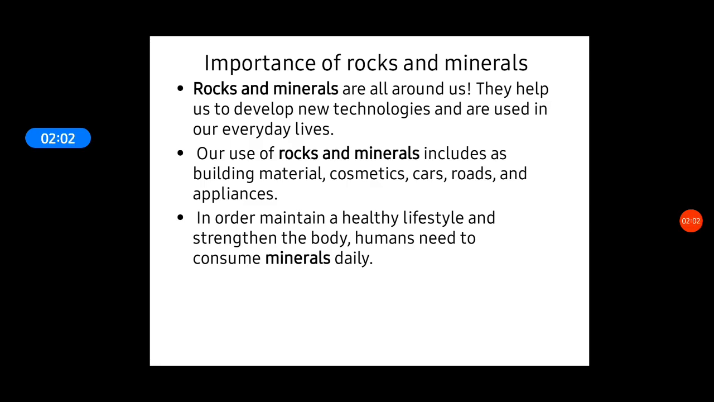Cars, we all know, have metallic sheets. Aluminium is a mineral coming out from the earth, and aluminium is utilized for making cars. Roads are made out of tar. Tar is also extracted from the layers of earth. And if we observe, very many appliances and things around us are made out of metals and minerals.